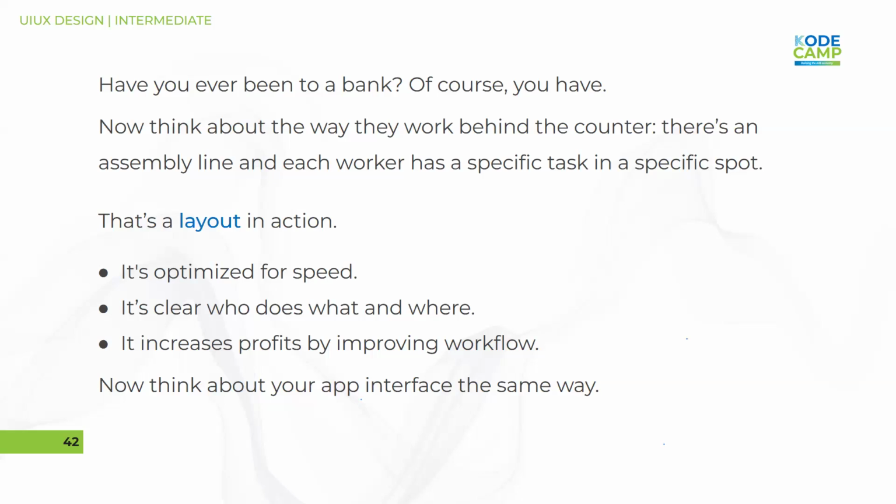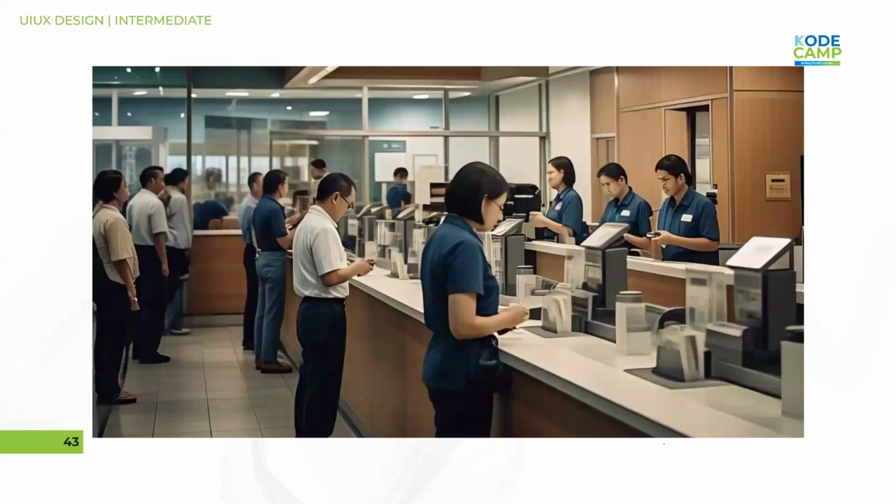And now think about the app interface the same way. This image here shows you how a banking system works. We now see people at the bank. When you go there, a person is attending to you as customer care, and then you stand on the line. Another person is getting the cash. Another person is checking your check. So this is called layout. This is a real life scenario of what we mean by layout.